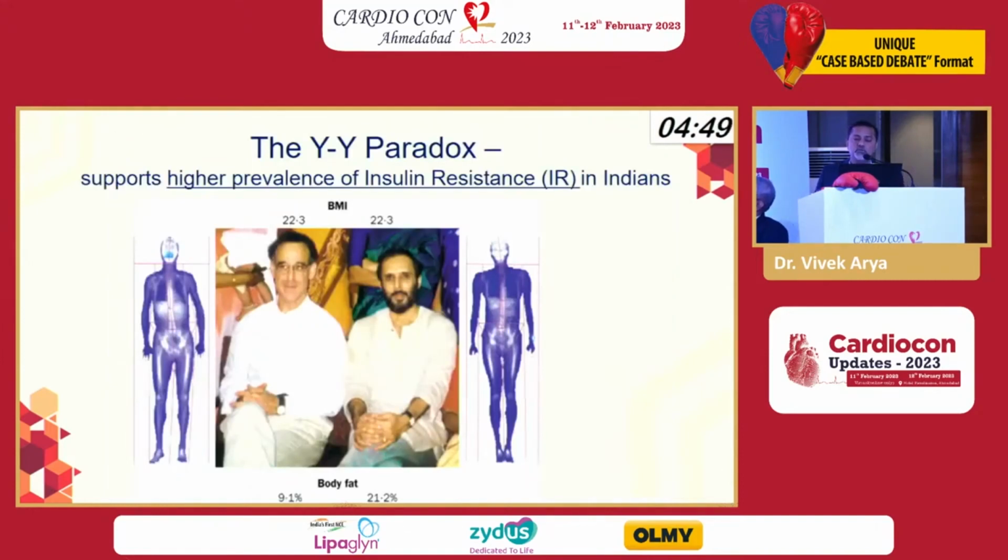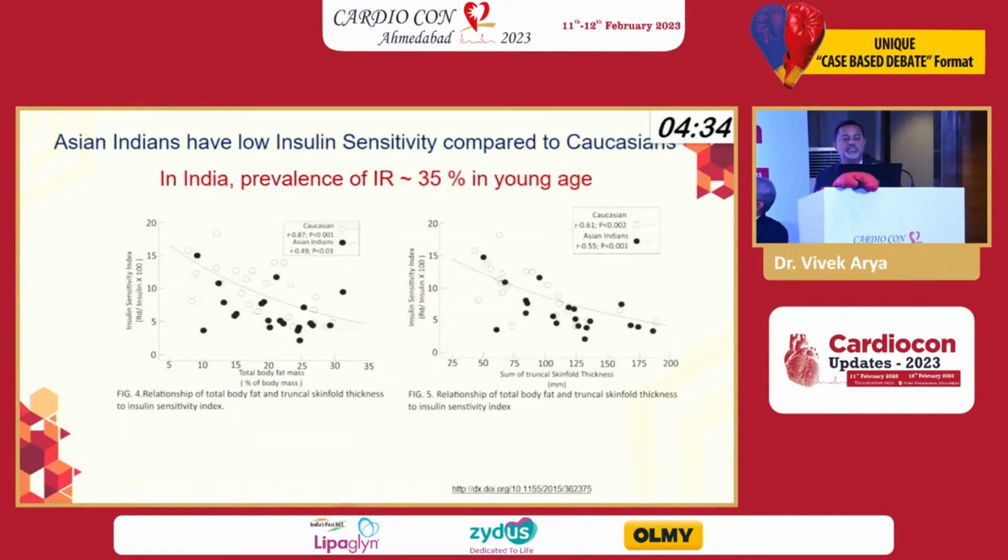Everybody knows about the YY paradox, where Yudkin and Yajnik did their DEXA scan, and you find more fat in Indians. So more fat means more free fatty acid because of insulin resistance. And if you look at insulin resistance among Indians, you find that it is quite prevalent.